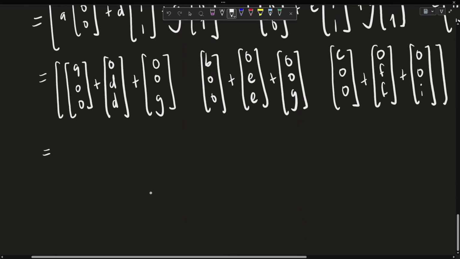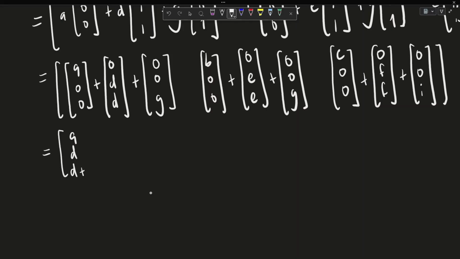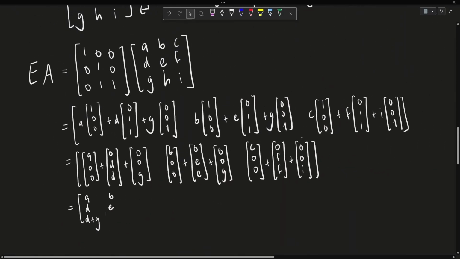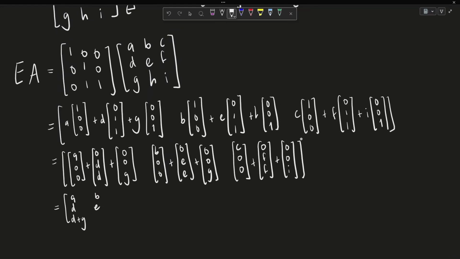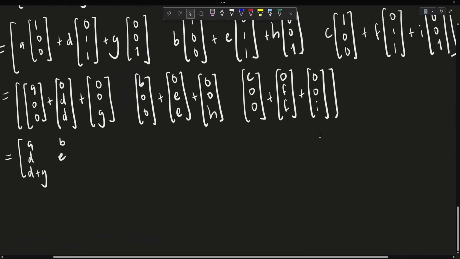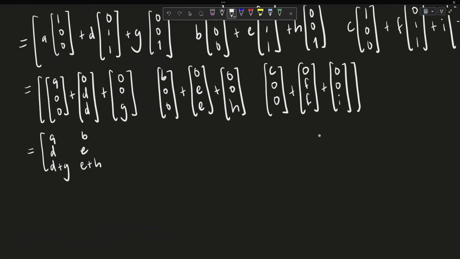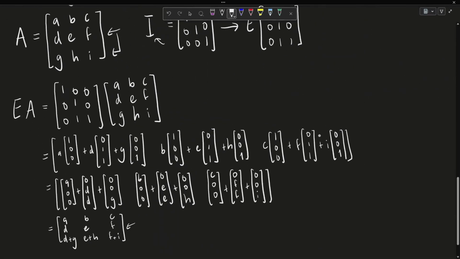And finally, we obtain EA is equal to A plus 0, 0, 0 plus D plus 0, and D plus G. We have B plus 0 plus 0, 0 plus E plus 0, and E plus G. I'm sorry, this is supposed to be H. So what we have actually is E plus H. And then here we have C, F, and F plus I, which we'll observe is the same as D, E, F plus G, H, I. So the second row from the initial third row in A.